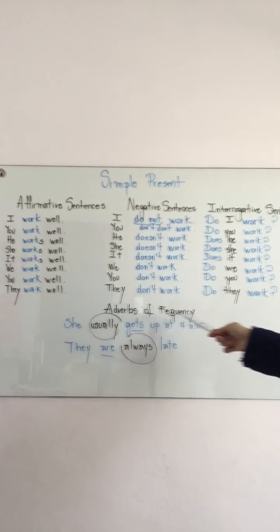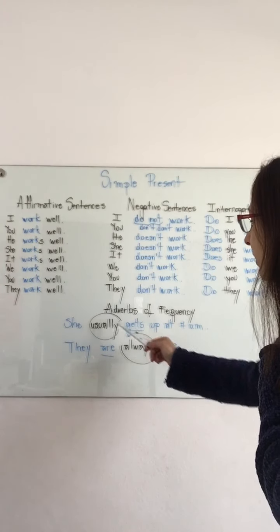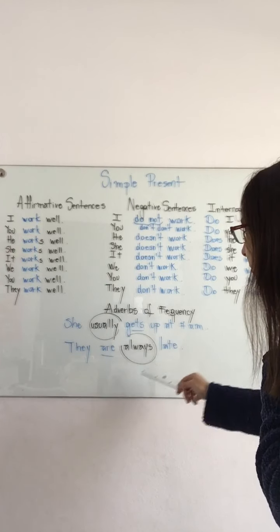Then let's remember the adverbs of frequency. To express frequency, always, often, never, sometimes, they come before the main verb, but after the verb to be.